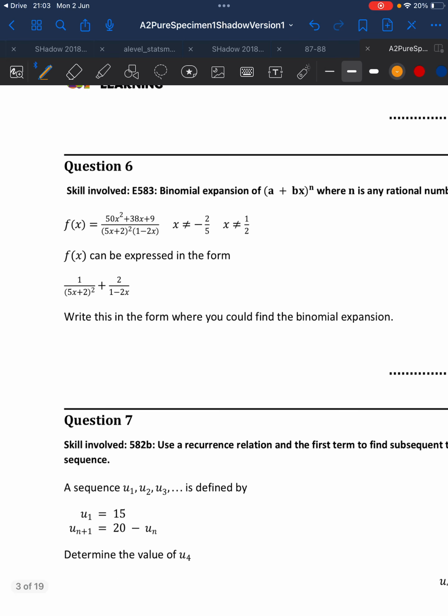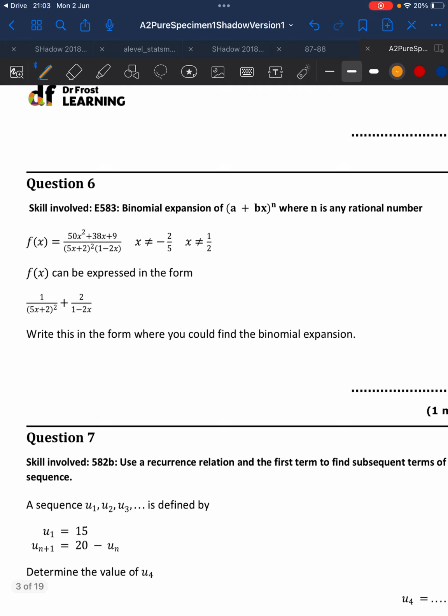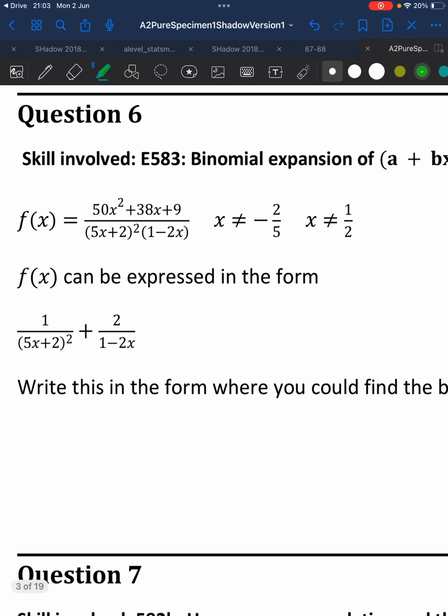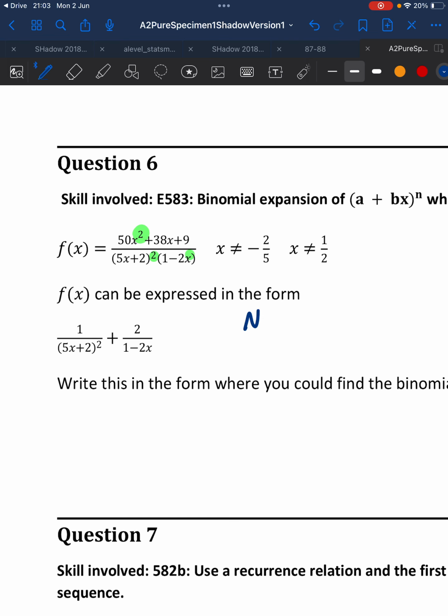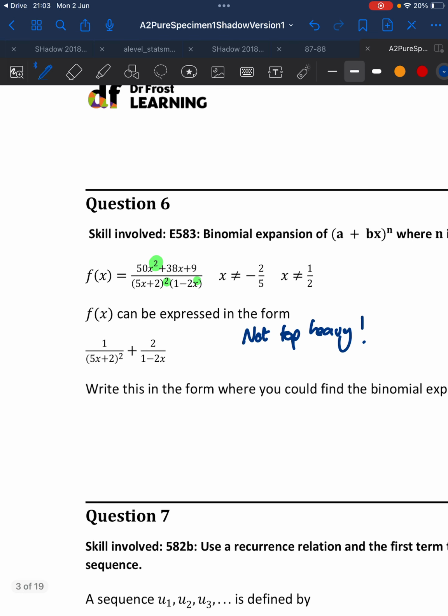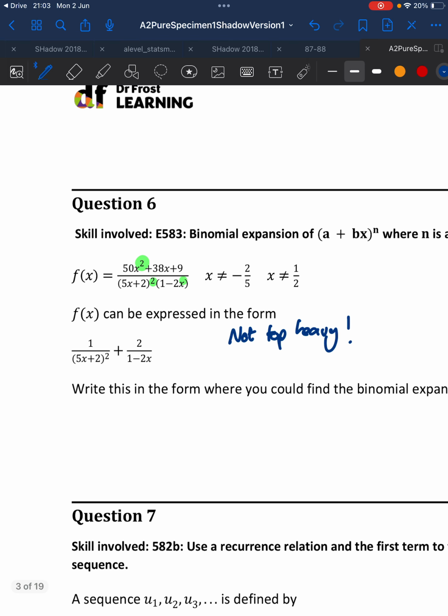Next. So what have we got here? We've got something about some sort of fraction. So what would I be doing in this question first? I'd be scanning for the biggest powers. Squared x. I'm looking to see if this is top heavy or not, because if it's top heavy, I have to divide fractions or something. So this one, I'm thinking in my head, is not top heavy. So again, I'm just telling you my thought process as I'm reading these. It's not top heavy. I've got some values I'm not allowed.